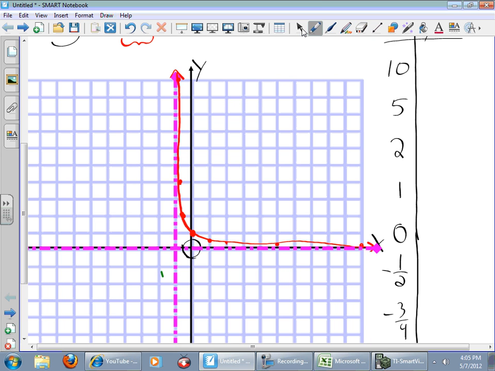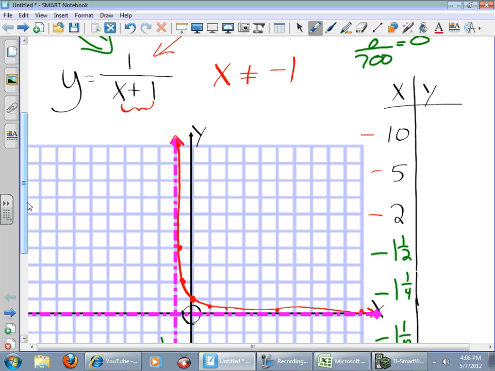And I think with some of these I can just change them negative. Like I can plug in -10, -5, -2. I can't plug in -1. That's where my asymptote is. So I'll erase those. But I'll start to get closer to -1 from the other side. So that would be like, what, -1.5, right? -1 1/4. And we'll do one more. -1 1/10. Okay?